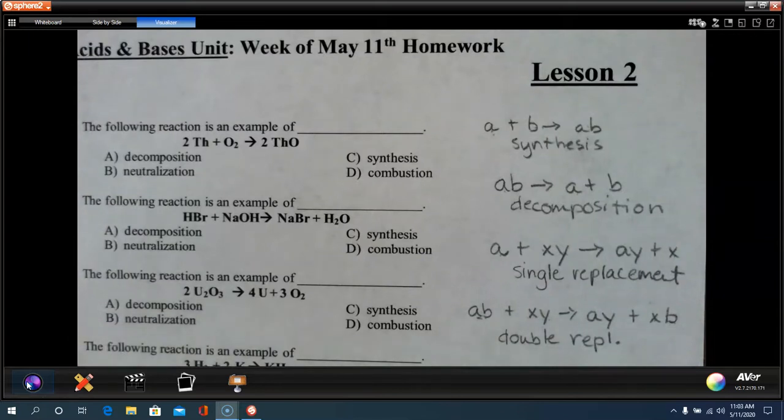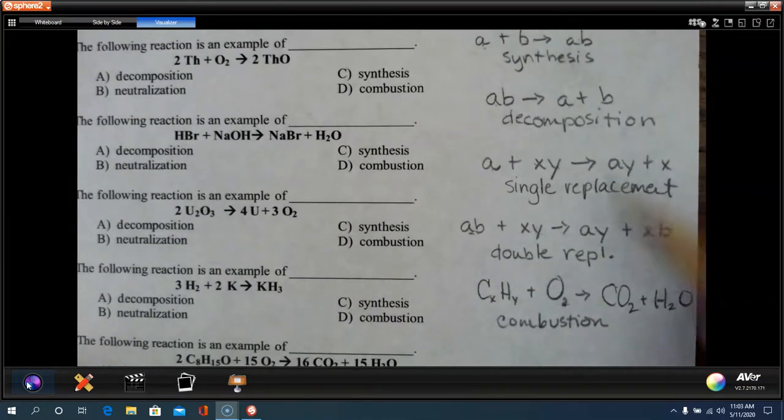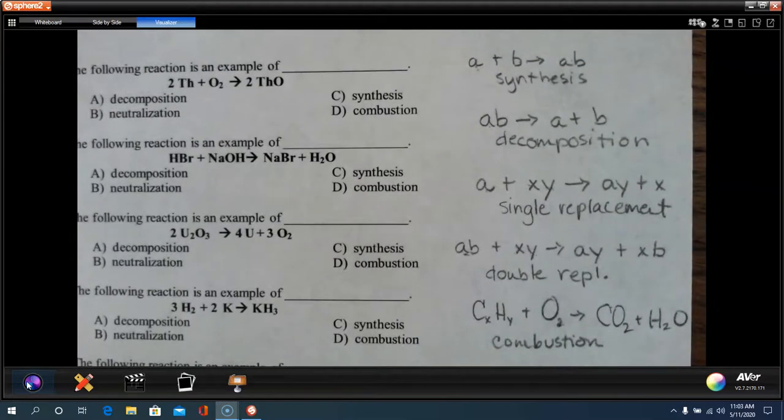The last type of reaction is a combustion reaction, where you have some sort of hydrocarbon plus oxygen making carbon dioxide and water. So this is combustion. Quick review of all of these different reaction types in case you needed them.